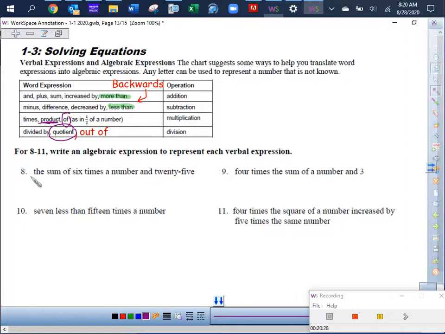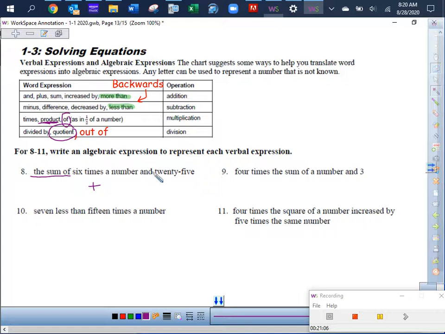First of all, the sum of. What does that mean that we will do? The sum of, that means we will do addition. So I know there's going to be addition, right? 6 times a number. Well, here's what we're doing. We're going to let x stand for the number. You know, they just give some number, so we're going to let a variable. So 6 times a number and 25.